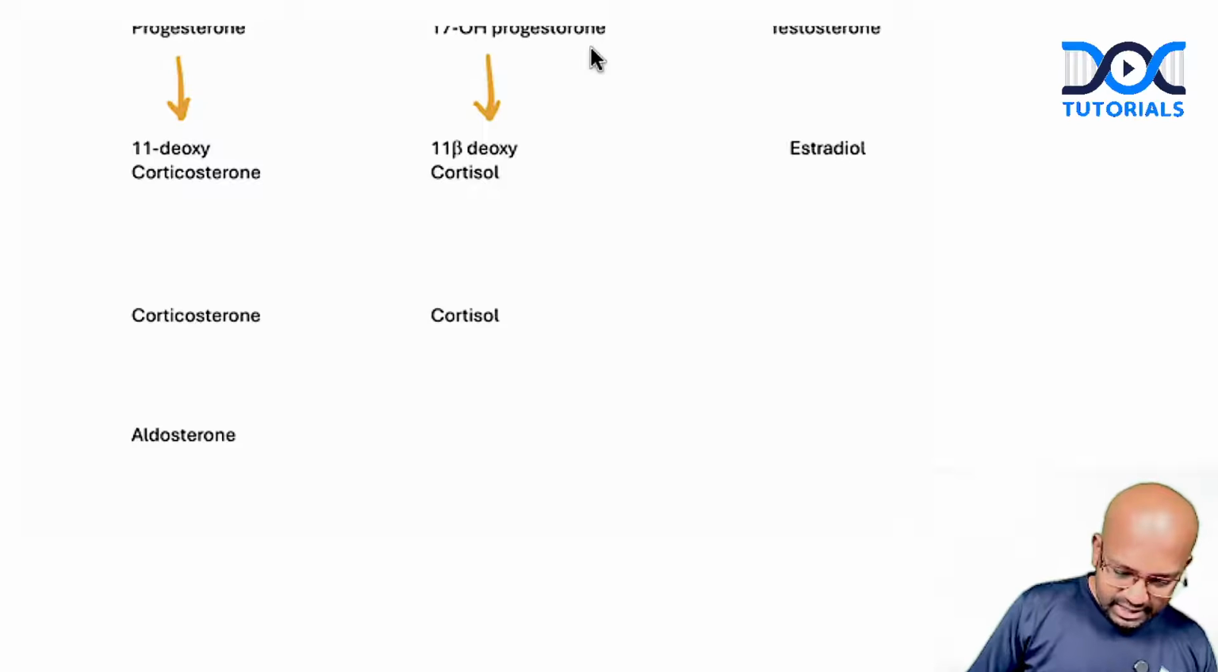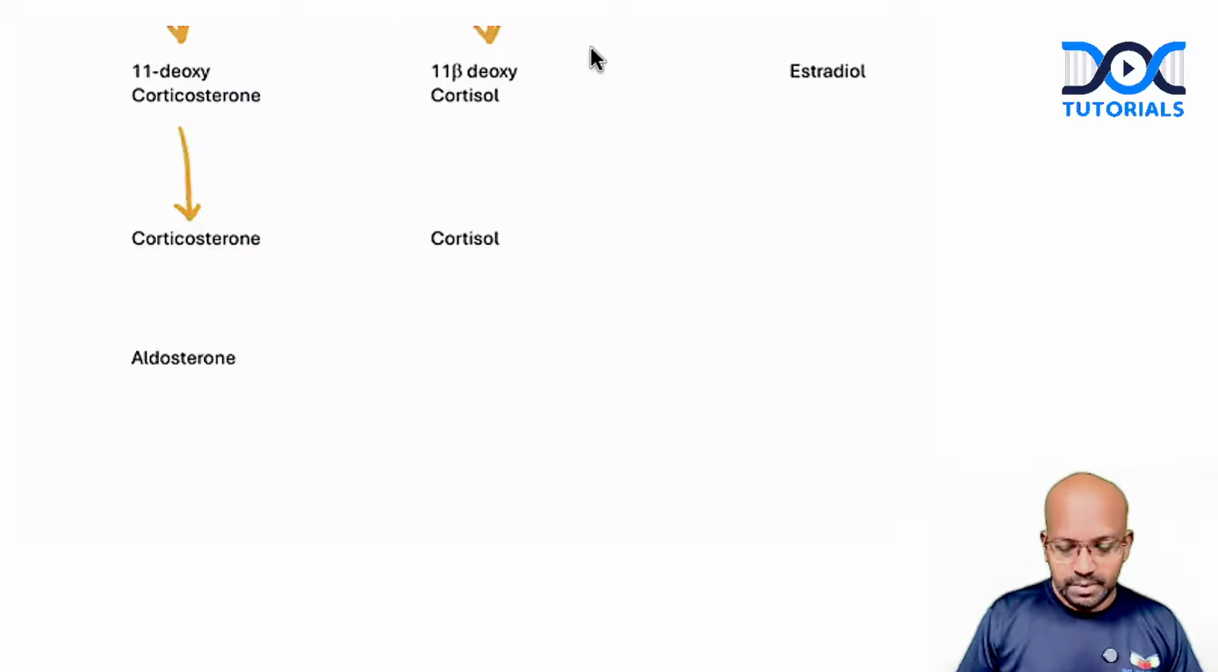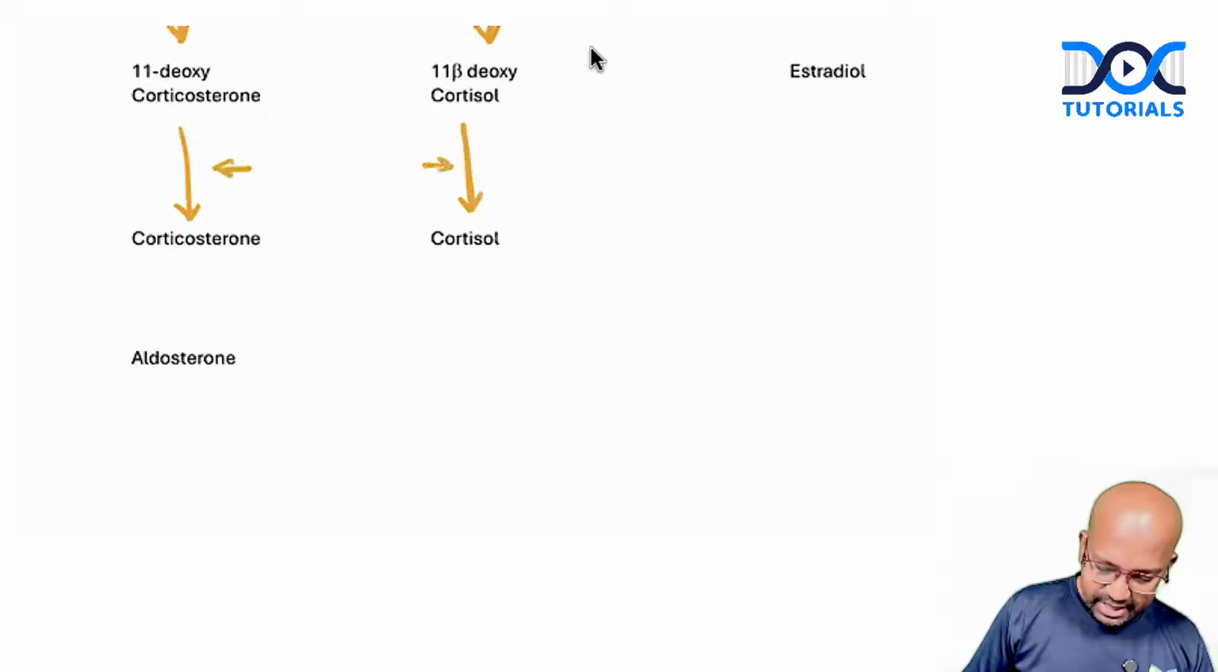This step will be catalyzed by 21 alpha hydroxylase enzymes. Again, from 11-deoxycorticosterone, corticosterone will be synthesized, and from 11-deoxycortisol, cortisol will be synthesized. This step is catalyzed by 11-beta hydroxylase enzymes.